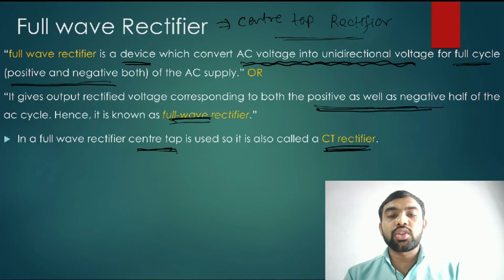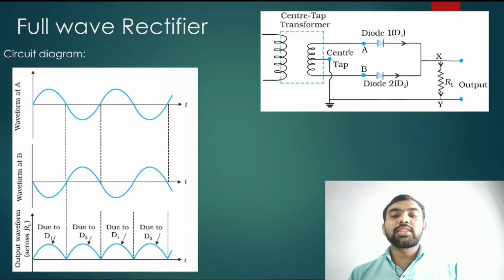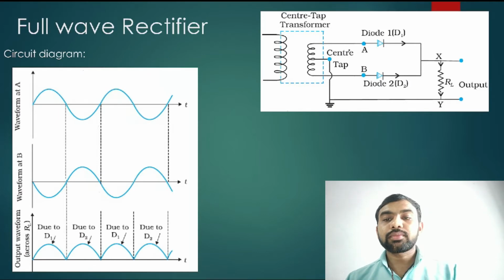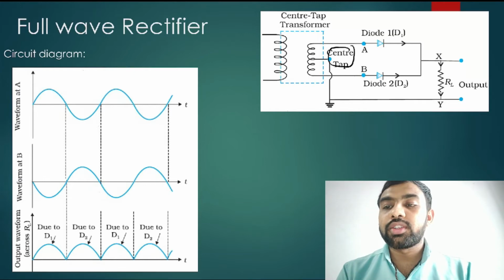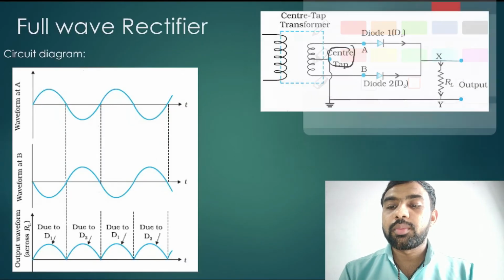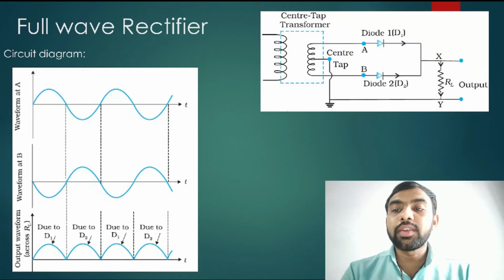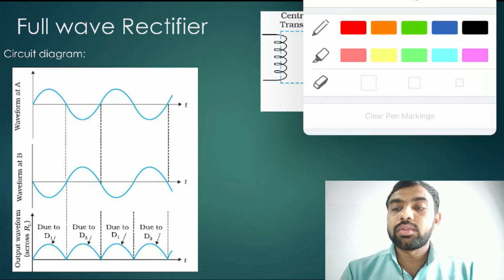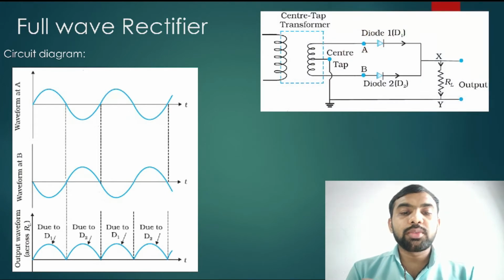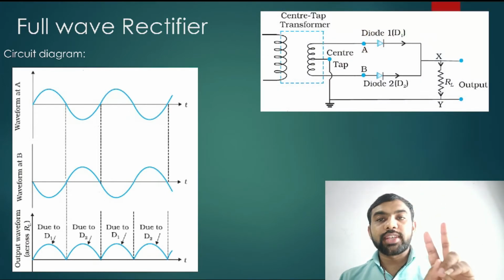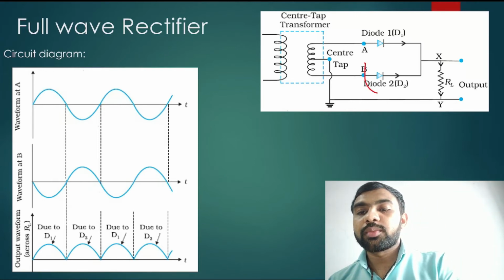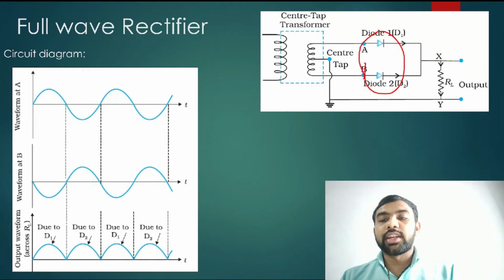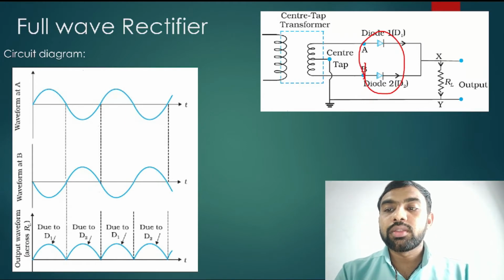Let's understand the construction and working of this full wave rectifier. This is the circuit diagram of a full wave rectifier. This is called a center tap. Let's understand this theory properly and see how it is working. Suppose you consider the positive cycle. Here two diodes are used, D1 and D2, as you can see in the figure.